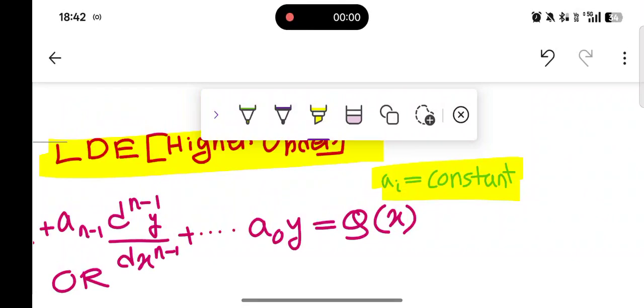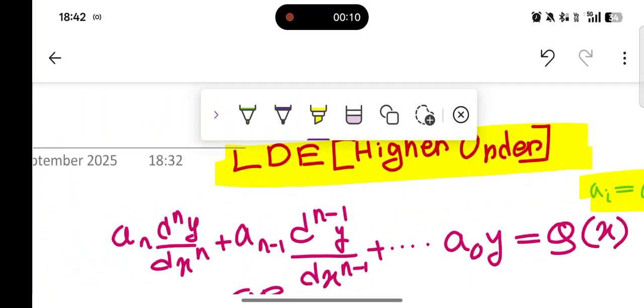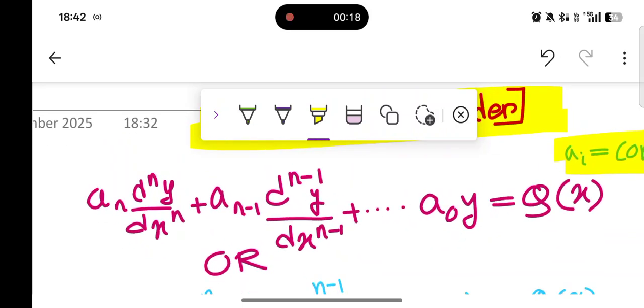In this video, I'm going to talk about linear differential equations of higher order, higher degree. I'm not talking about single order, single degree. Maybe the degree is 1, but the order is not 1, the order is n. In that case, this is the format.